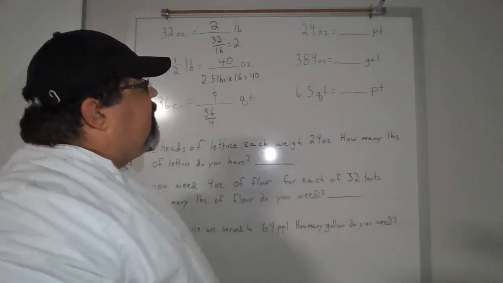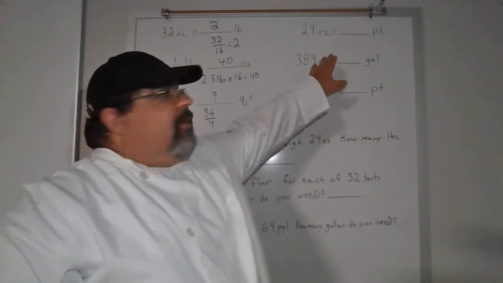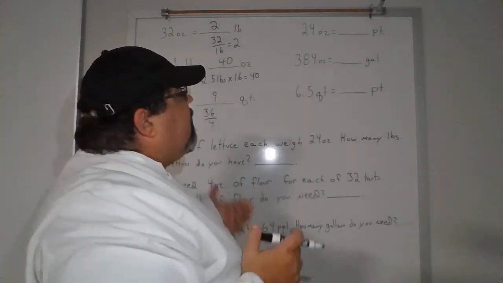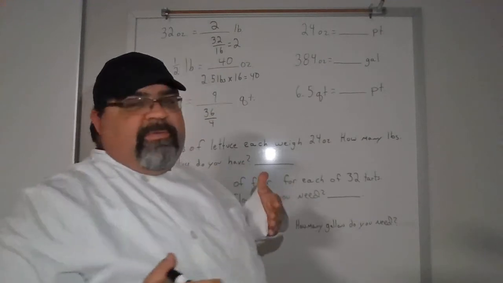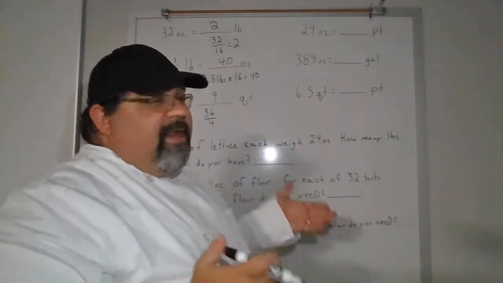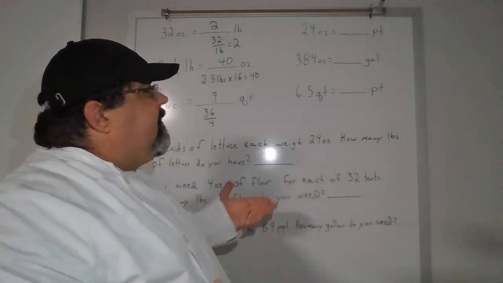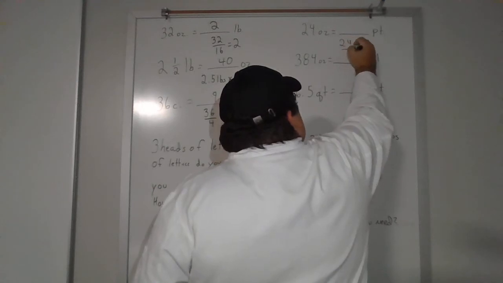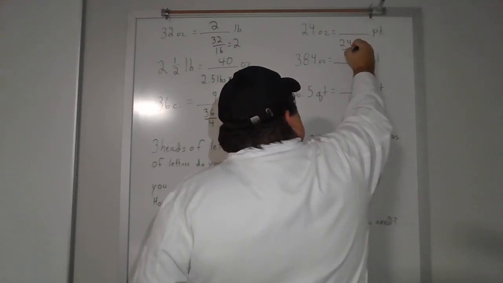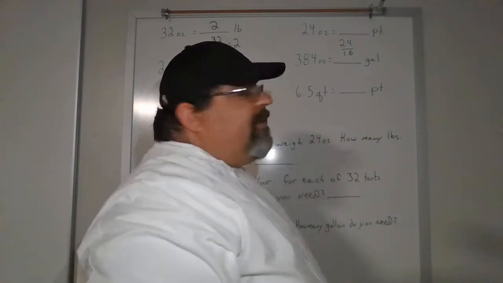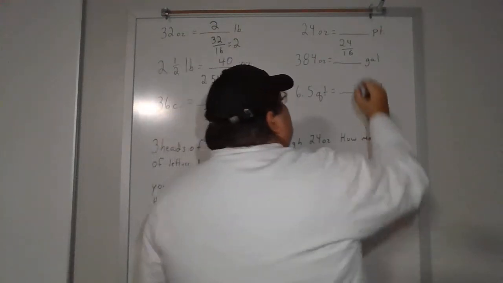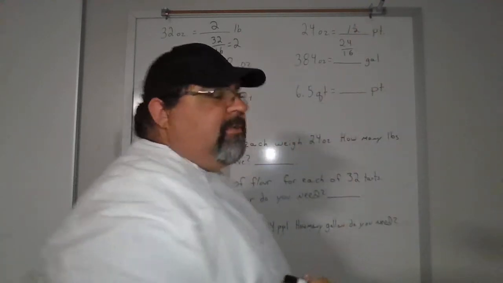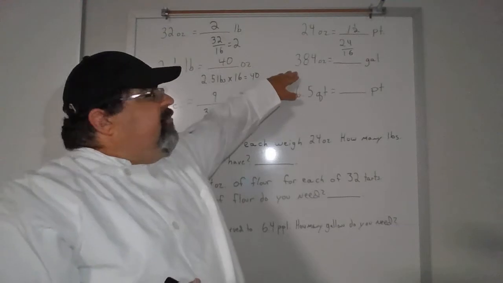The next one here, up here if y'all can see it, is 24 ounces equals how many pints? There are 16 ounces per pint. It's 8 ounces per cup, 2 cups per pint, so it's 16 ounces per pint. So we can divide 24 by 16, and this gives us 1.5. So that is 1.5 pints.